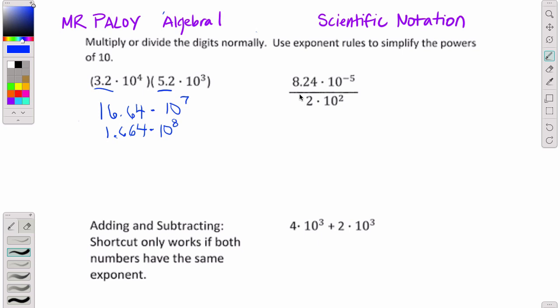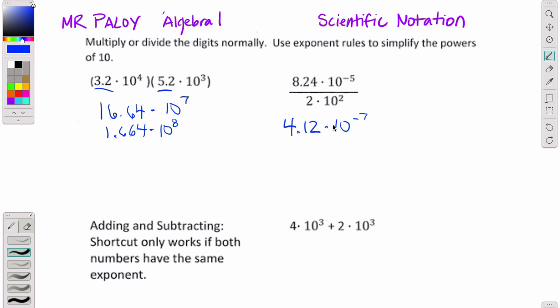For a division, same idea. Divide the two digits. 8.24 divided by 2. That's going to give me 4.12. And for my exponents, I'll use my subtraction rule. Negative 5 minus 2 will equal negative 7. Now see, weren't you glad you didn't do long division on that? Think of all the leading zeros you'd have.